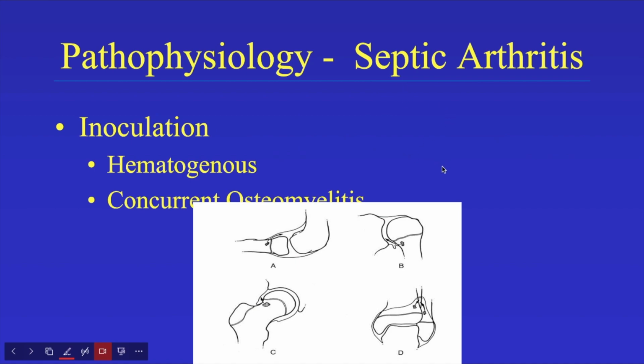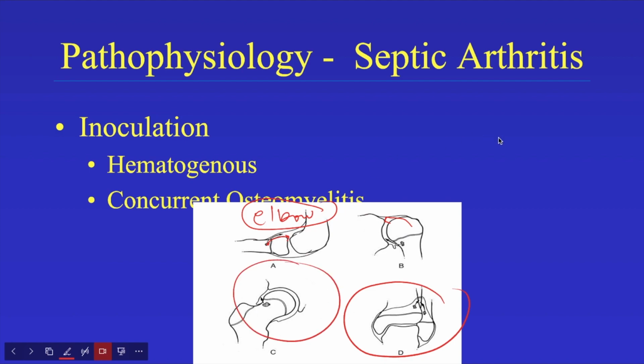The third mechanism in which it can occur is concurrent osteomyelitis. In many joints, for example, this is an elbow joint, the metaphysis is intra-articular. So the osteomyelitis infection can spread inside and become septic arthritis. In the shoulder, the metaphysis is intra-articular. In the ankle, the metaphysis is intra-articular. In the hip, the metaphysis is intra-articular.